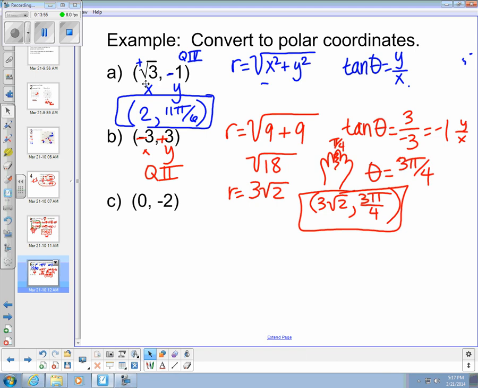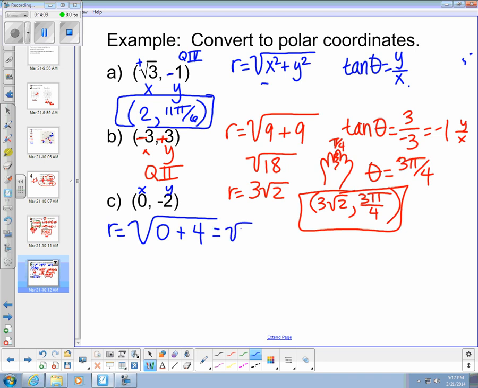On the last one, our r is square root of x squared plus y squared. Well, x is 0, so 0 squared is 0. Negative 2 squared is 4, so we're really looking at the square root of 4, which is 2, so r would be 2. Tangent equals y over x, but this time when I put y over x, I get negative 2 over 0, which is undefined. So I can't use the hand, I've got to think about my unit circle.